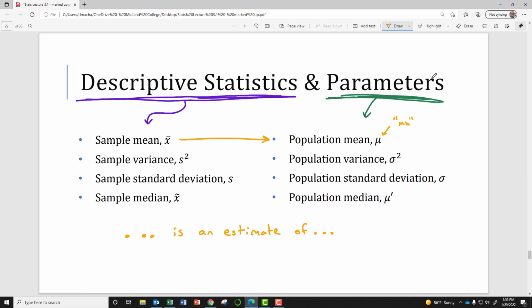The sample variance, we use lowercase s squared to talk about sample variance. That's just an estimate of the population variance. And this is a lowercase sigma, which is also a Greek letter. And that mu, I should say, is also a lowercase Greek letter. The sample standard deviation, we use lowercase s. The sample standard deviation is an estimate of the population standard deviation. The sample median, and we use x tilde, is an estimate of the population median, and we use mu prime to talk about the population median.